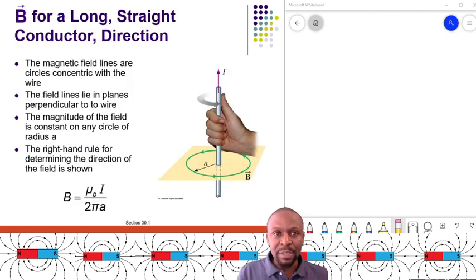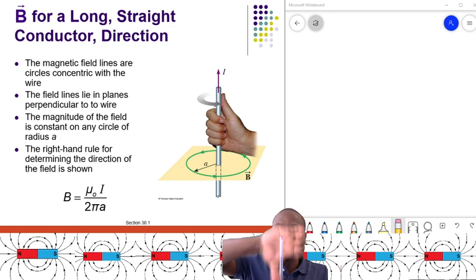Right. Now, the magnetic field for a long straight conductor. If you want to know the direction of the magnetic field of a long straight wire, for example if the current is going up, your thumb will be the direction of the current and the other fingers will be the direction of the magnetic field. For example, in this diagram, this is what you are going to have. But if the current is going down, the thumb will always be the direction of the current, therefore the magnetic field will be going in this direction.